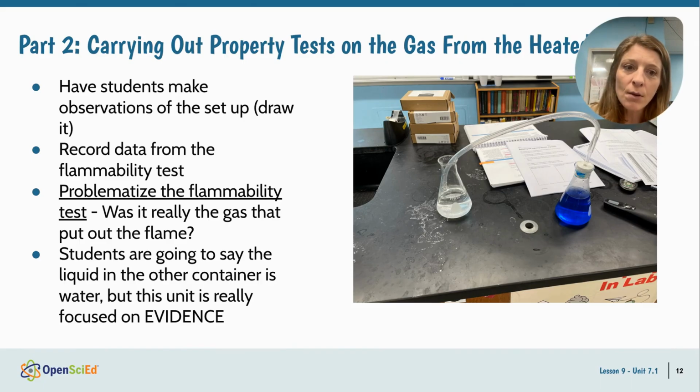So we also notice that there's this liquid that's being collected on the other side. And students are going to say right off the bat that, yeah, it's water. But one of the SEPs, or science and engineering practices, that we are really focusing on in this unit is collecting evidence. And so at this point, we really need to help our students to see, do we really have evidence to prove that this clear liquid over here is water, or do we need to collect more?